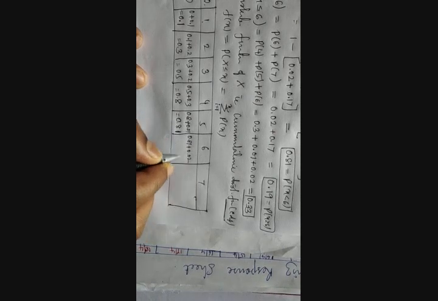Next, 0.8 plus the next value, that is 0.01, so it becomes 0.81. Next, 0.81 plus the next value, that is 0.02, becomes 0.83. Next, 0.83 plus the next value, that is 0.17, is equal to 1. Therefore we can see it starts from 0 to 1. When we add all these values, the final result should be equal to 1, because we know that the summation of p of x is equal to 1. This is the important thing.